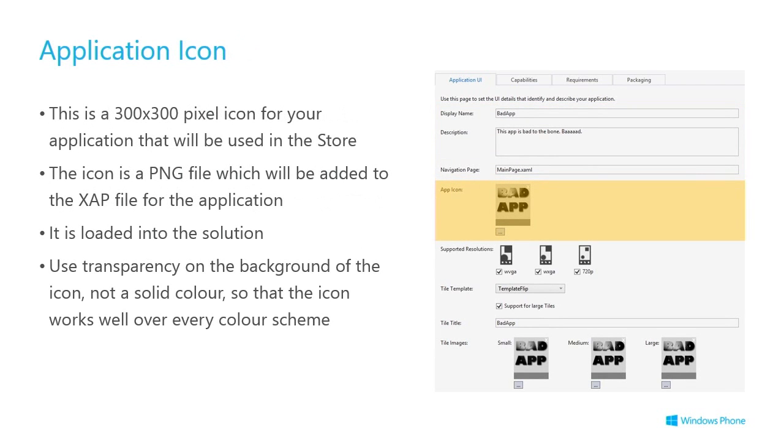This is where you set your app icon. It needs to be 300 by 300 in Windows Phone 8. This is a PNG file, which is also included in the XAP file for the application.